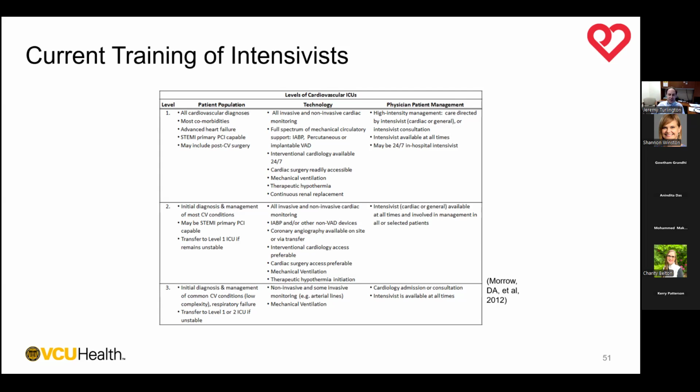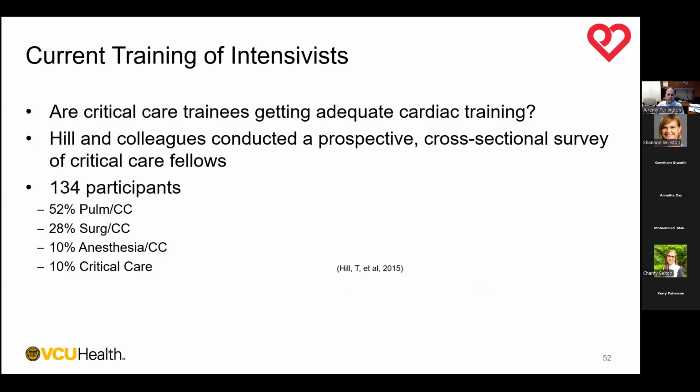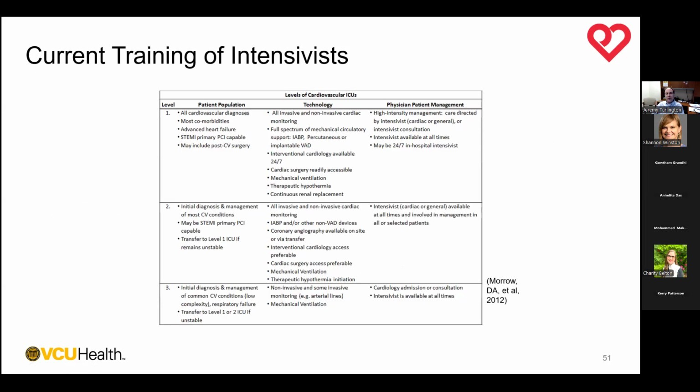And then level 3 is going to be, you can diagnose and stabilize patients with common cardiac conditions, but you can't do any of the advanced. You don't have a cath lab on hand. You don't have an electrophysiologist, no advanced heart failure. So those patients need to be transferred out to a higher level of care. And this is where we actually go into the idea, what does a critical care cardiologist need, or what units need a critical care cardiologist?